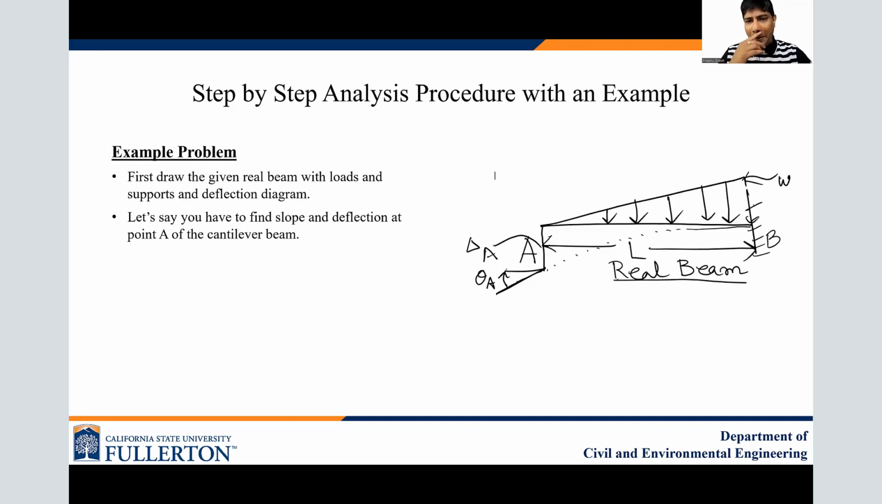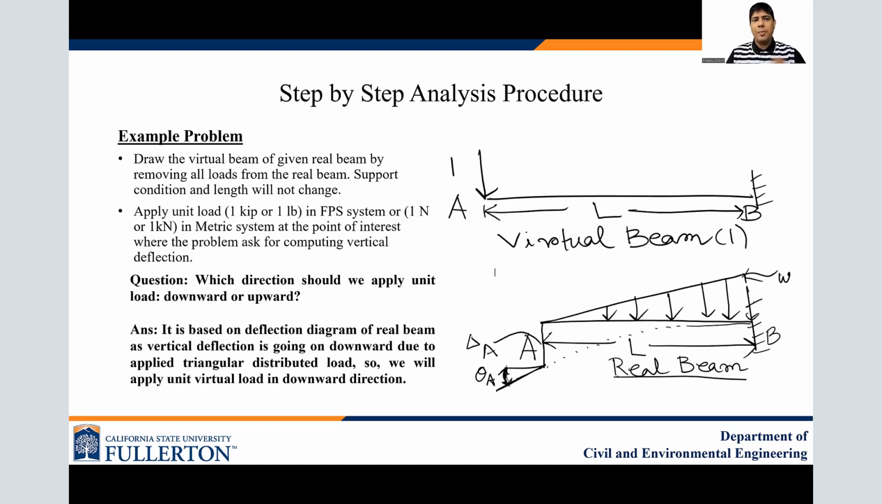So our aim will be to find out slope and deflection at the free end of the beam, which is at A. So we need to find out delta A, the vertical deflection, and theta A. And the length of the beam is L. That being said, we have to create the virtual beam for that real beam. A virtual beam is a fictitious beam, as you can imagine. So the question comes, how do we create a virtual beam for this real beam?